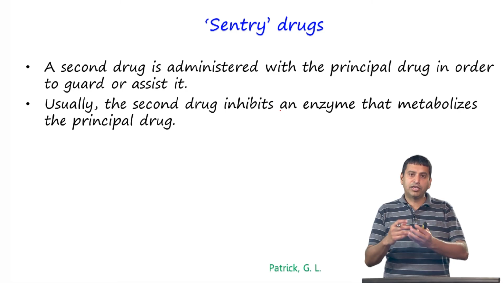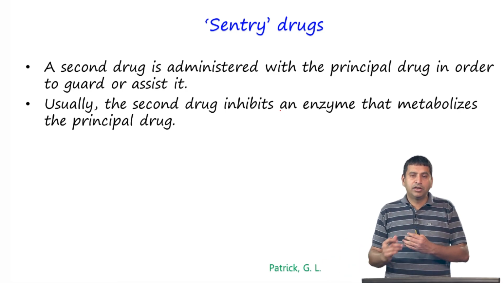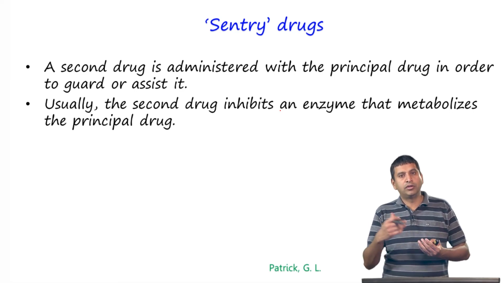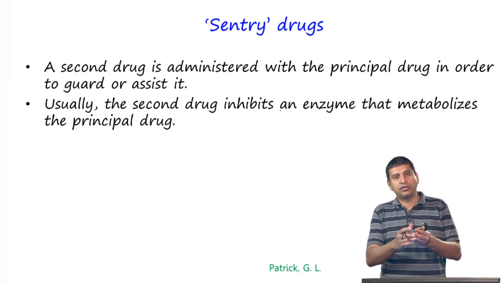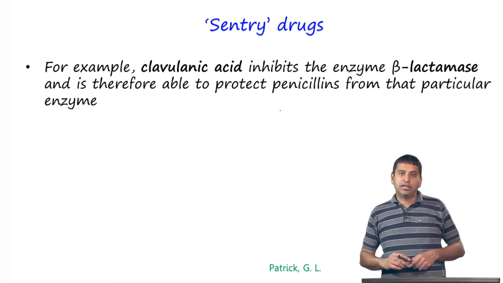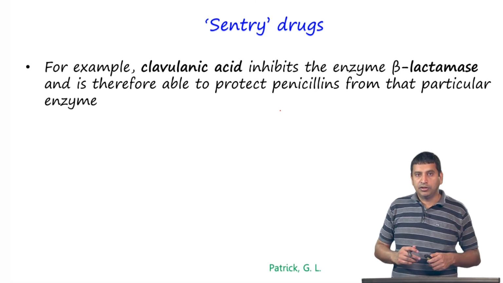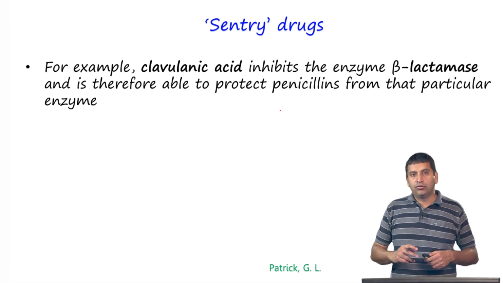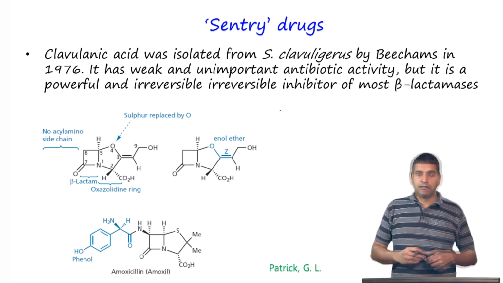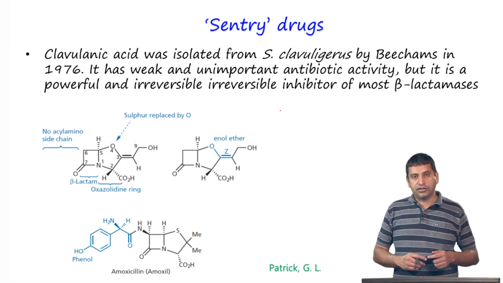So, for example, if there is an enzyme that metabolizes the principal drug and makes it inactive, then you send a second drug along with this first drug, so that it prevents or inhibits the enzyme. Okay. So, the classic example here is clavulanic acid, which inhibits the enzyme beta-lactamase. Okay. And this is very useful when we give penicillins as a drug. So, clavulanic acid was isolated from this species by Beecham's in 1976.